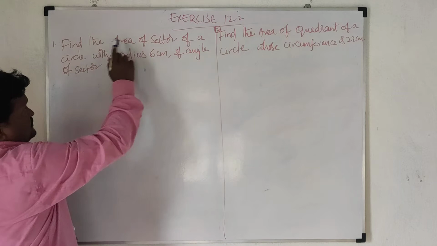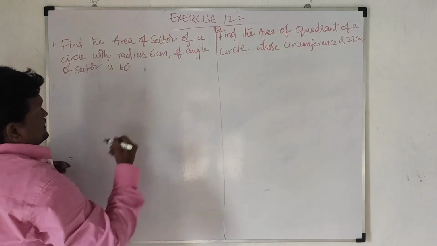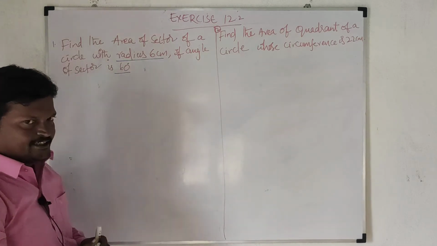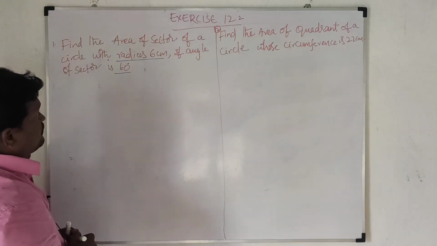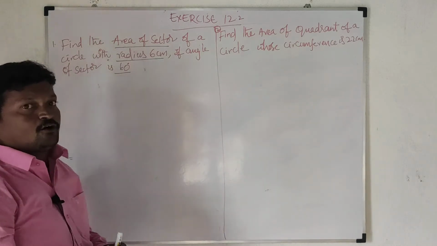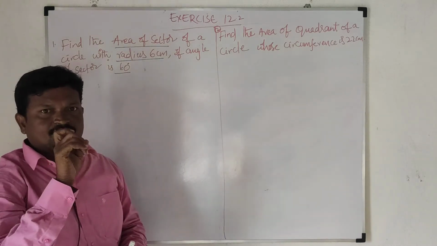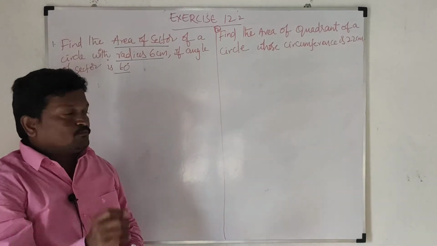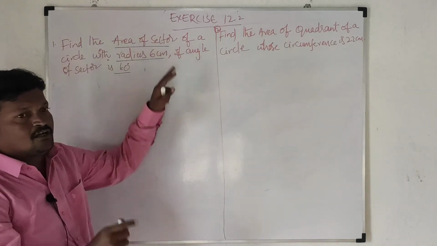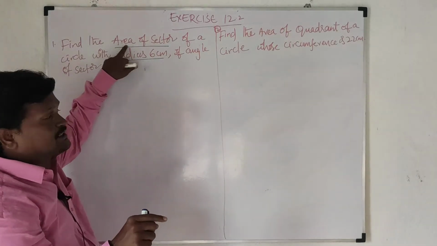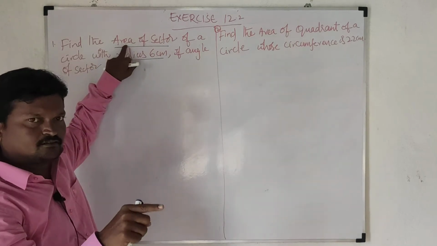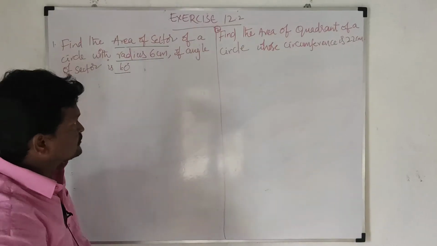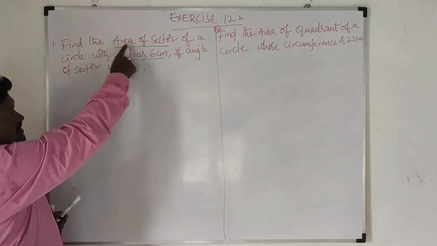Find the area of the sector of a circle with radius 6 centimeters if the angle of the sector is 60 degrees. We know the area of sector formula: theta by 360. Theta by 360 will come in area of sector and length of the arc also. But while finding the area of sector, after theta by 360, the area of the circle, pi r square, will be taken. So theta by 360 into pi r square. By using that formula here we have to find the area of the sector.